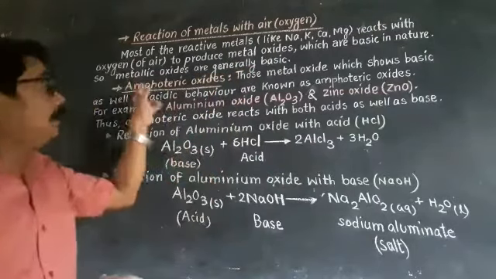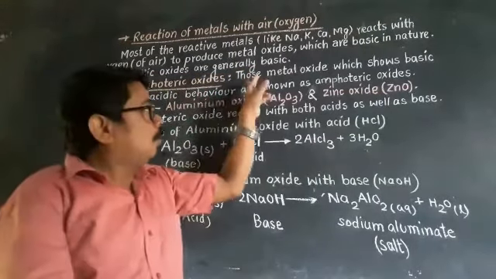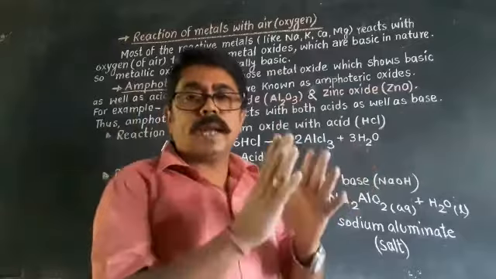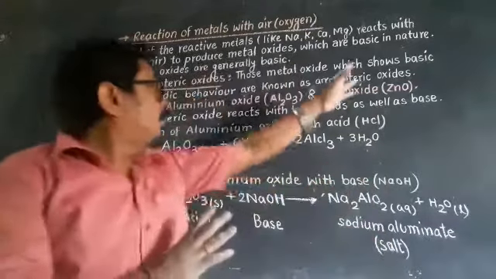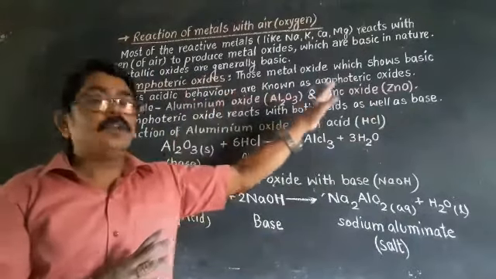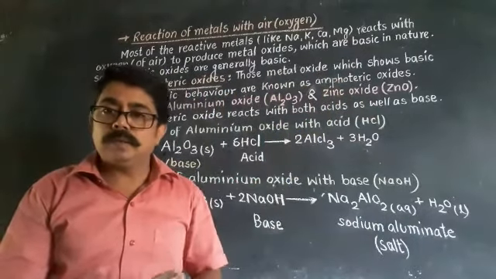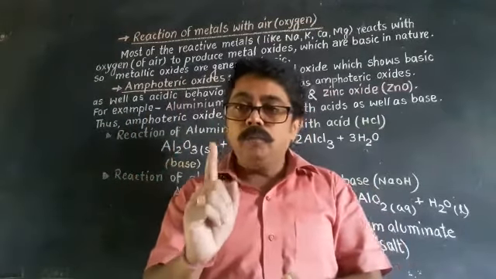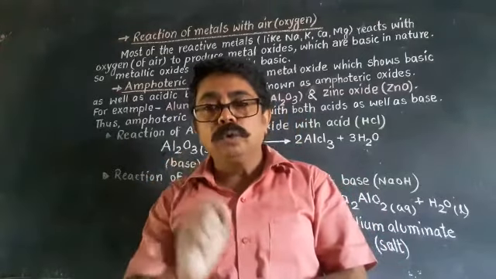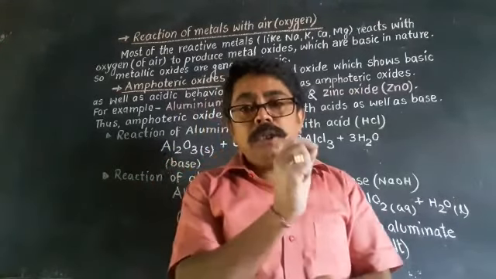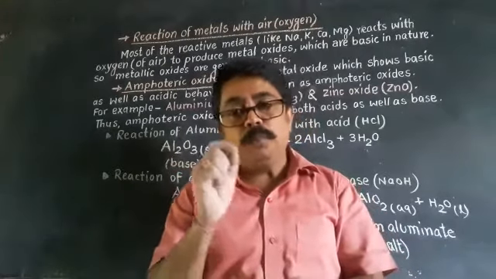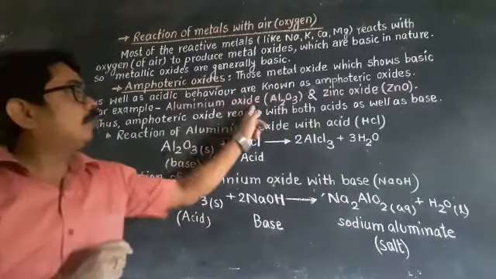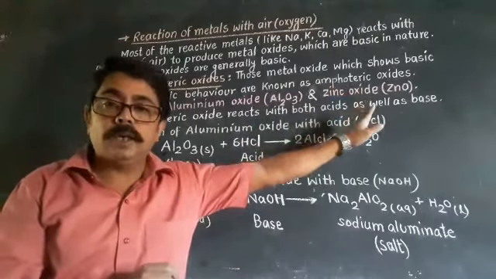But see, what is amphoteric oxide? This is the exception. Those metallic oxides which show both natures, both characters, acidic as well as basic behavior, are known as amphoteric oxides. Clear? Examples are, please pay attention. First is aluminum oxide, formula is Al2O3, and second is zinc oxide, ZnO. These both oxides are amphoteric in nature. So examples are aluminum oxide Al2O3 and zinc oxide ZnO.